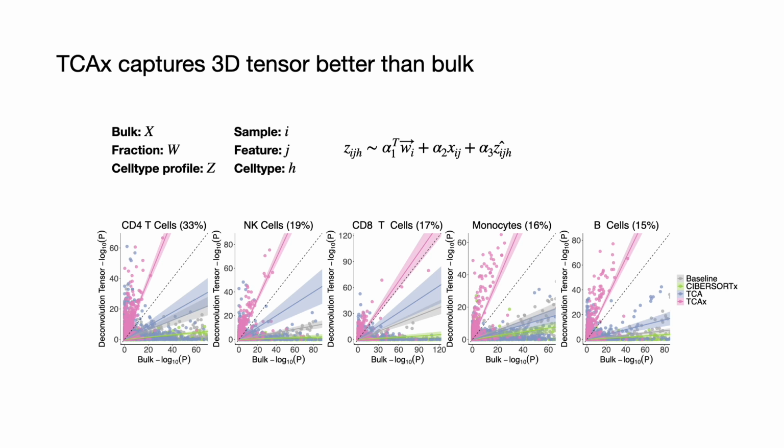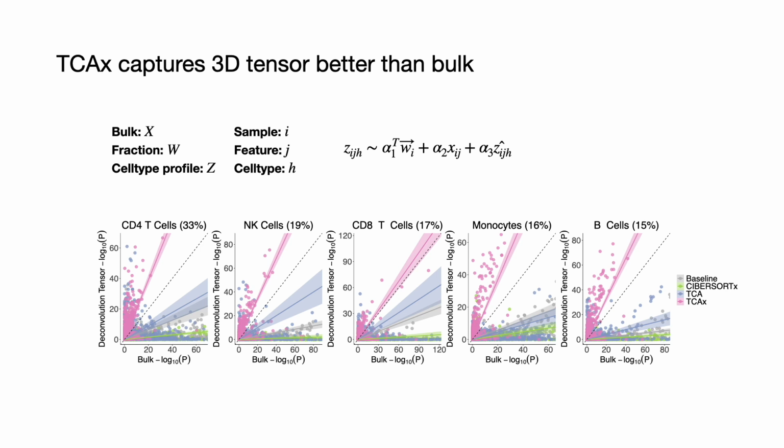We fit this model separately for each gene, and the results are as follows. It is also broken by cell type. Within each panel, each dot represents a gene. X-axis is plotting the negative log p-value on the leading coefficient alpha 2. Y-axis is plotting the negative log p-value on the leading coefficient alpha 3. Very surprisingly, TCAX is the only method that can cross the diagonal line in all cell types, indicating there's a stronger significance.